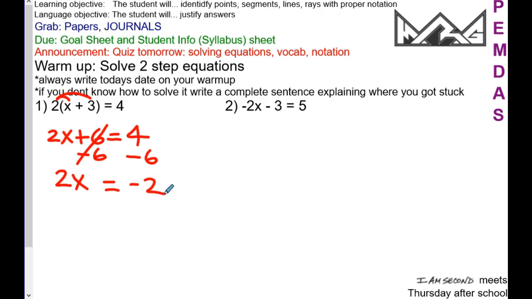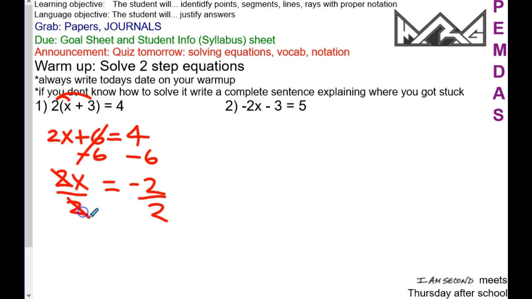One last step. What is this 2 right here called? Coefficient. How do you get rid of every coefficient? By the opposite, which is dividing. So coefficient, divide. So divide by 2.